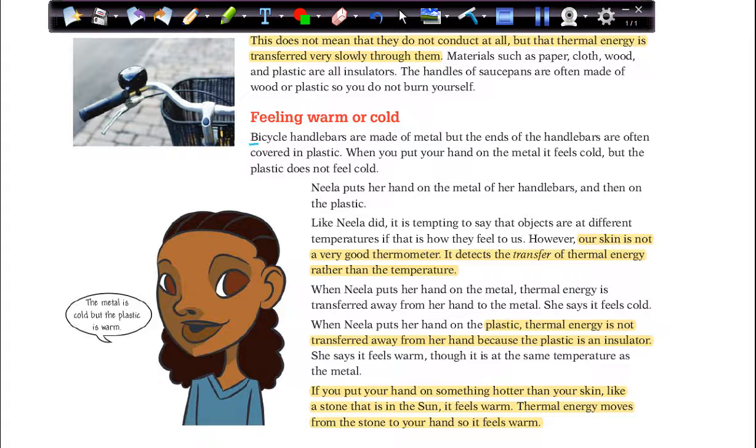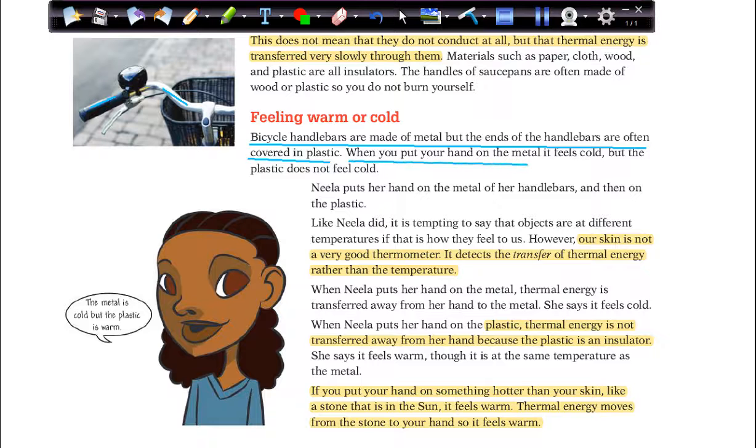Bicycle handlebars are made of metal, but the ends of the handlebars are often covered in plastic. So if you touch the metal, you will feel it cold, but if you touch the plastic, you will feel it warm. Actually, they are the same temperature, but why do we feel the insulator warm and the conductor cold?